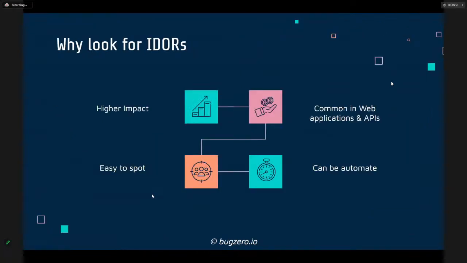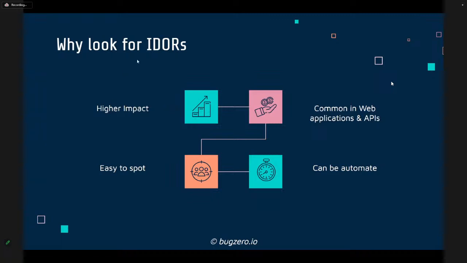And let's look at why we should go for IDORs. I know some of you may already be bug hunters, and you may have heard of other vulnerabilities like cross-site scripting, SQL injection, maybe SSRF, and so on. And we know that those types of issues can be very critical. So why should we go for IDORs instead of those?